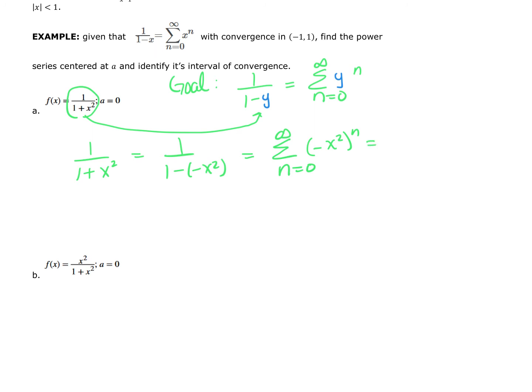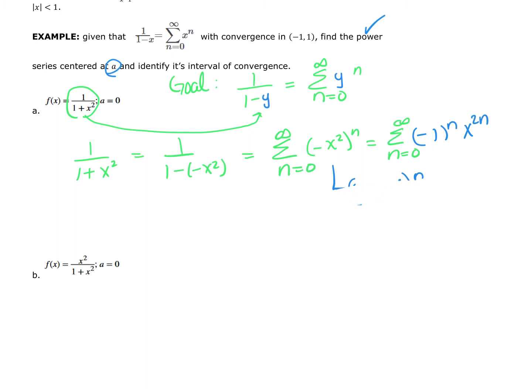which is the summation of n equals 0 to infinity of, I'm going to rewrite this as -1 multiplied by x squared raised to the n. So I can write this as -1 to the n, x to the 2n. Now that's the first part. That takes care of writing it as a power series centered at a equals 0. Now I have to find its interval of convergence.